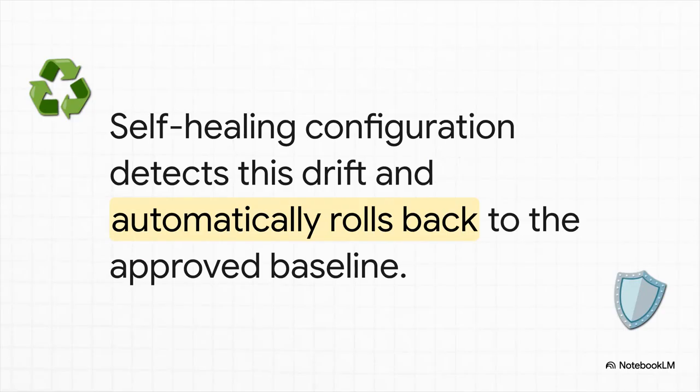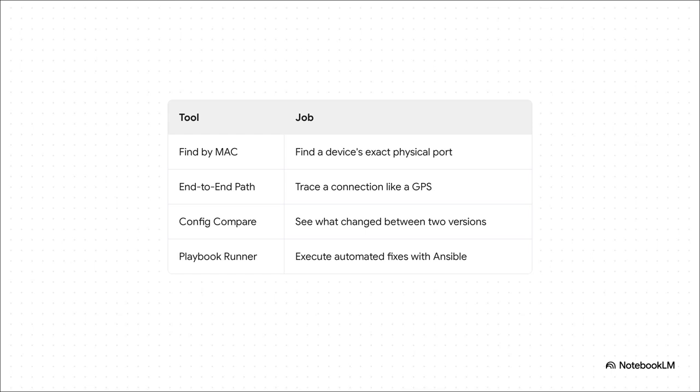This is where automation becomes a total lifesaver. A unified platform doesn't just send you an alert about this drift. No way. It actually detects the change, compares it to the approved baseline, and automatically rolls it back to the correct settings. The system literally heals itself. This also means having a really powerful toolkit right at your fingertips. Need to find the exact physical port a rogue device is plugged into? There's a tool for that. Need to trace a connection from end to end like a network GPS? You got it. Need to run a complex fix across hundreds of devices at once? You just launch an automated playbook.